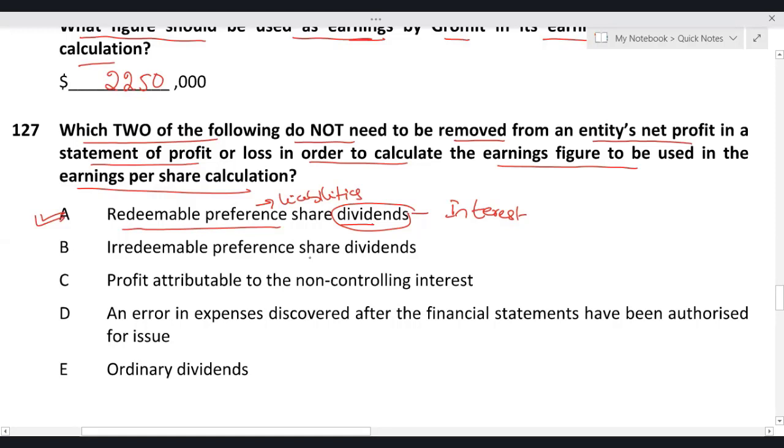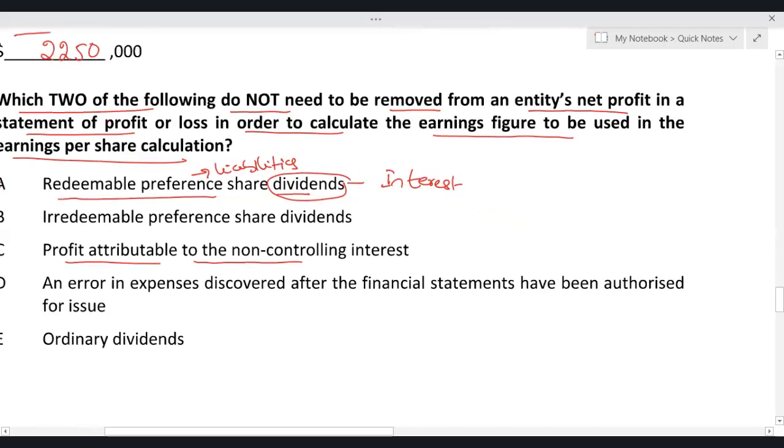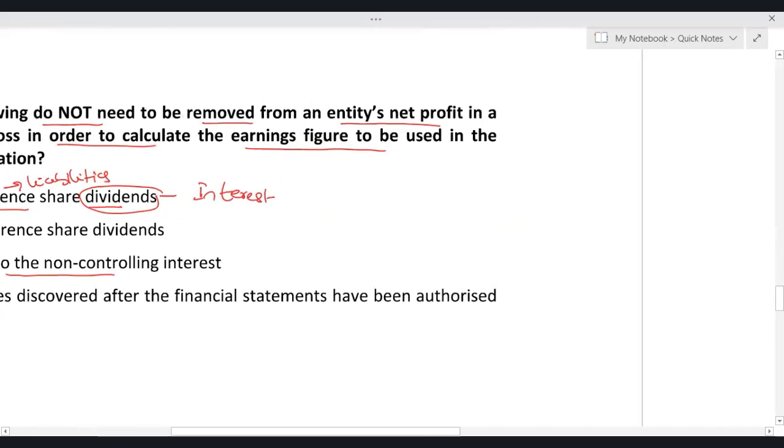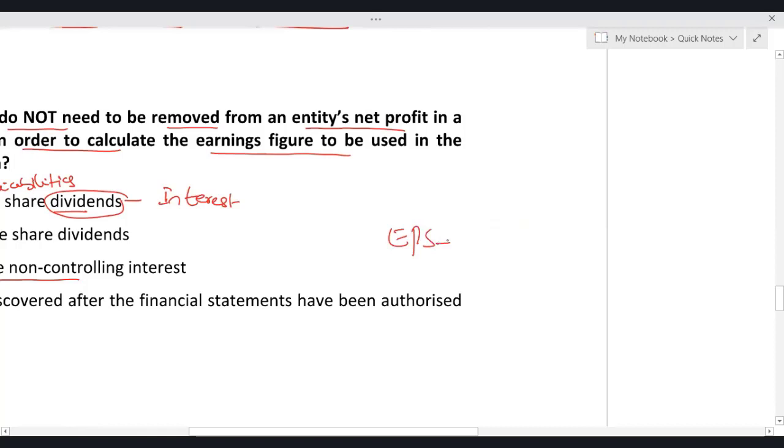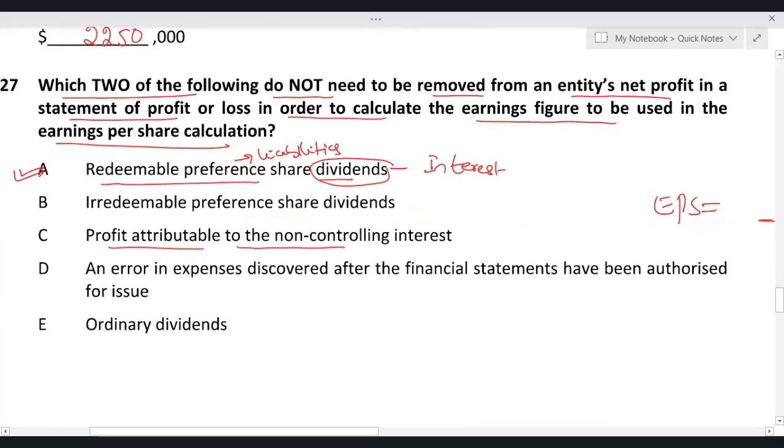We just need to tell our examiner which are the two events which we should not remove from the net profit while calculating EPS. Okay, profit attributable to non-controlling interest. If you go back and see the first day formula, we did deduct NCI because your formula is EPS equals profit after tax minus preference dividend minus non-controlling interest, divided by weighted average ordinary shares. So if there is any NCI, we have to adjust.